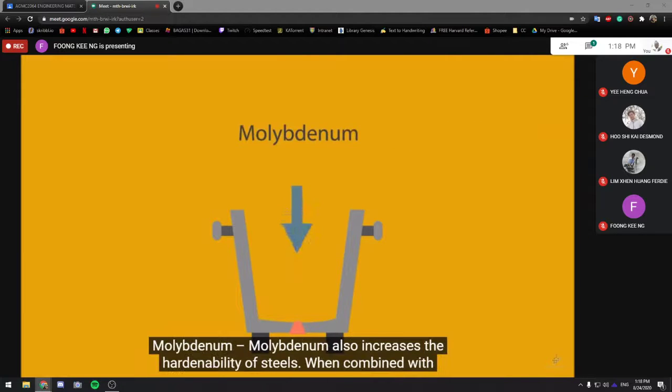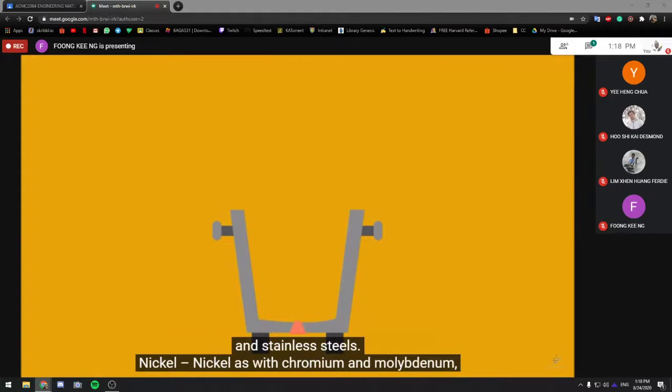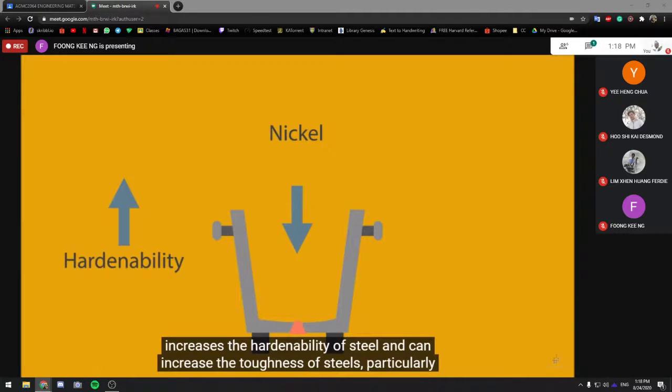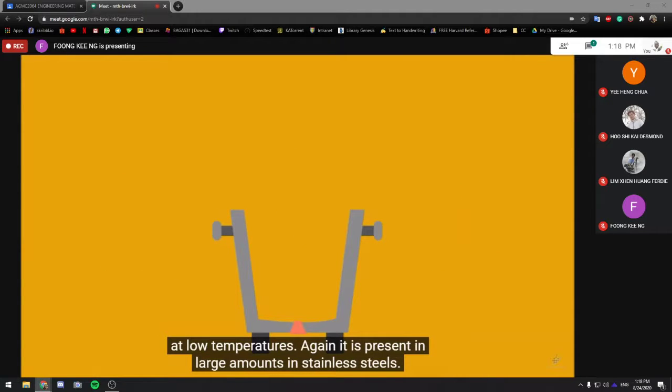Molybdenum. Molybdenum also increases the hardenability of steels. When combined with chromium and nickel, it has a strong multiplicative effect on hardenability. It is found in both alloy and stainless steels. Nickel. Nickel, as with chromium and molybdenum, increases the hardenability of steel and can increase the toughness of steels, particularly at low temperatures. Again, it is present in large amounts in stainless steels.